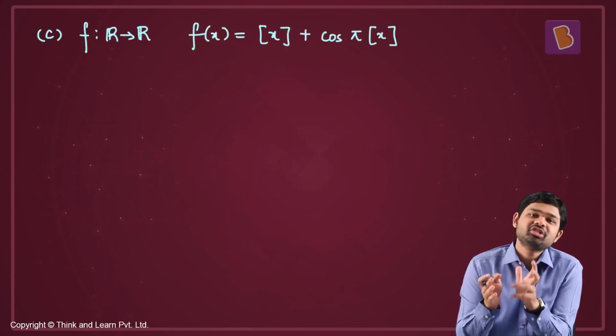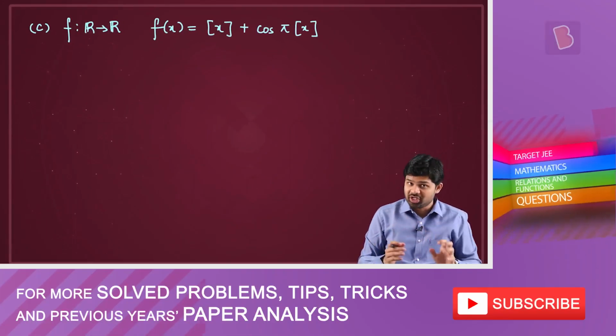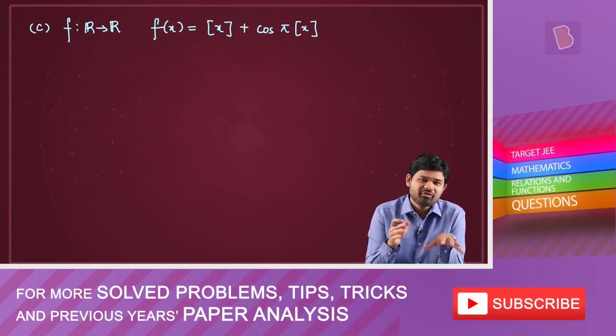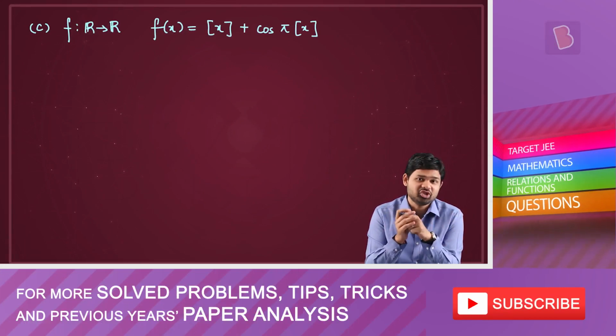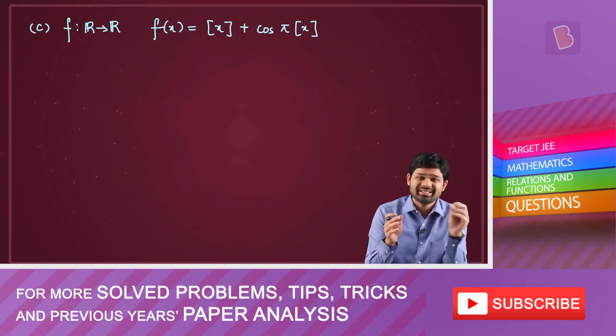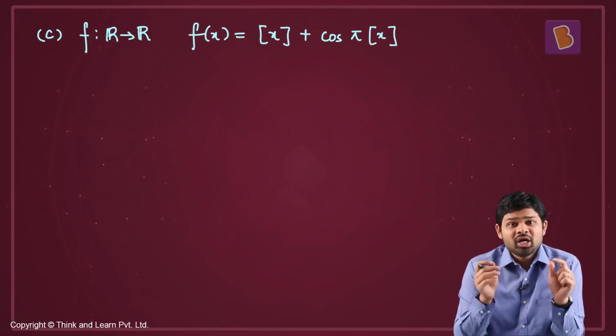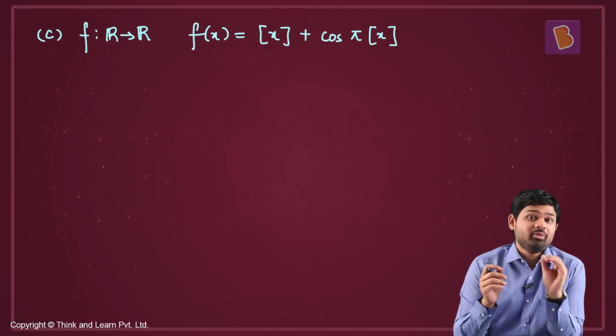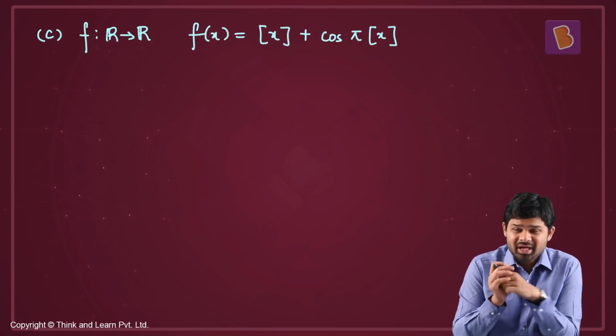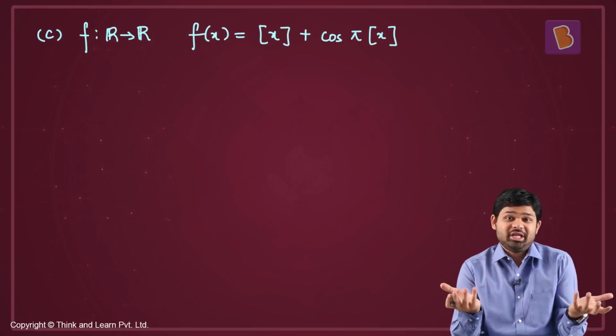Moving on, let's try and see what has been given in option C. In option C, they've given a function which has been mapped from real numbers to real numbers. And the definition of the function is this: it has a greatest integer function, also a greatest integer function inside the argument of cos. So what happens to this function in the domain is what we have to see first. The domain is quite a big one because it's the set of all real numbers.